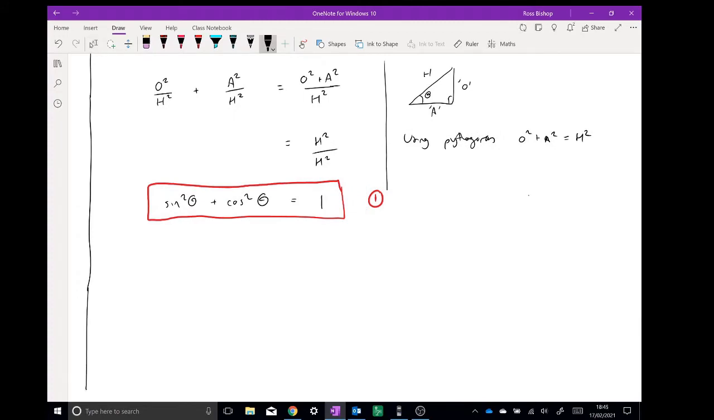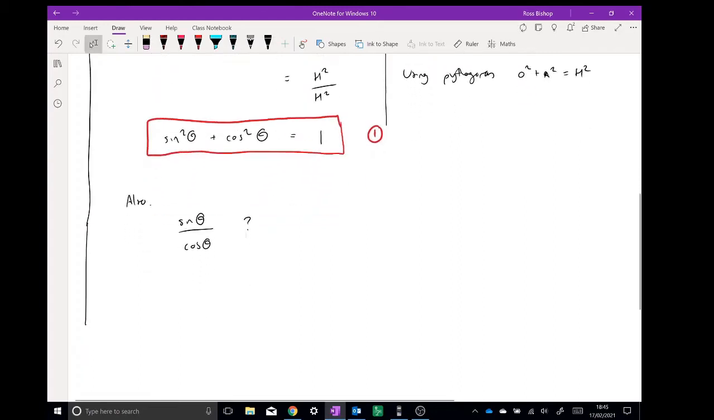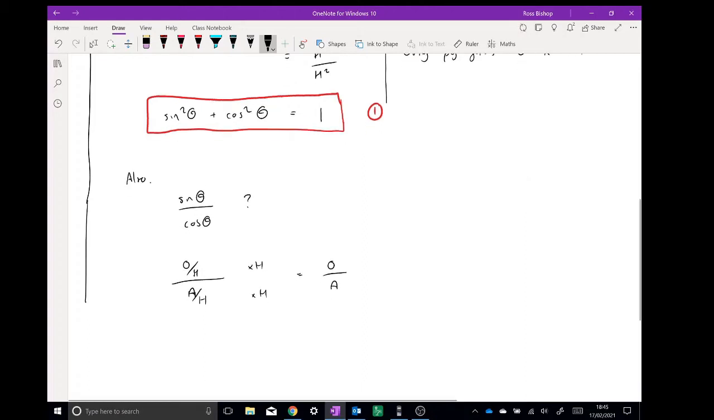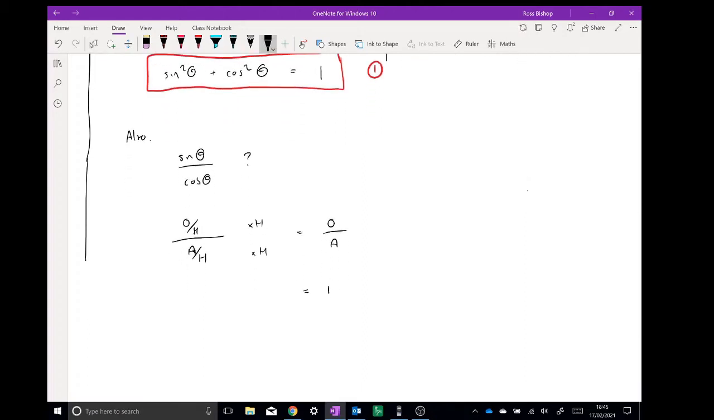Now, if I do another one, so also, let's see what happens if I do sine theta over cos theta. So let's just see what that is. The sine theta, remember, is O over H, and cos theta was A over H. Now, this is what I call a sort of stacked fraction. To make this a little bit easier for myself, I can times the top and the bottom by the same thing, that's fair. So if I times the top by H and the bottom by H, well, that just gets O over A. And O over A was tan theta.